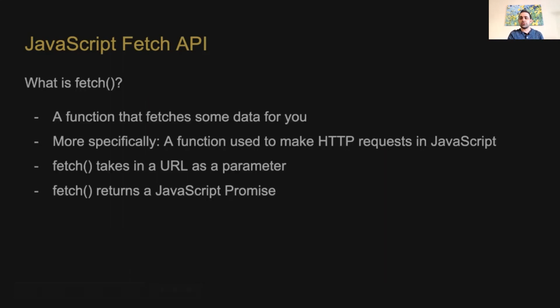All right, so what is Fetch? Fetch is a function that fetches data for you, simply put. It's not too complicated to understand, but more specifically, it's a function that you can use in your JavaScript to make HTTP requests on the web. Fetch takes in a URL as a parameter, so basically where you're making a request to. And then fetch returns a promise.